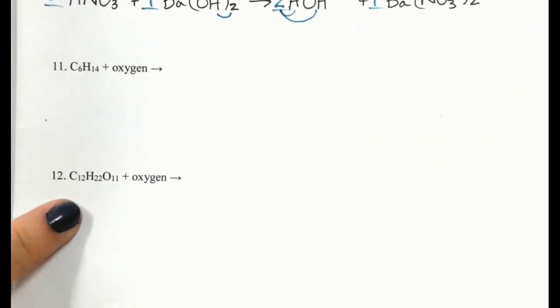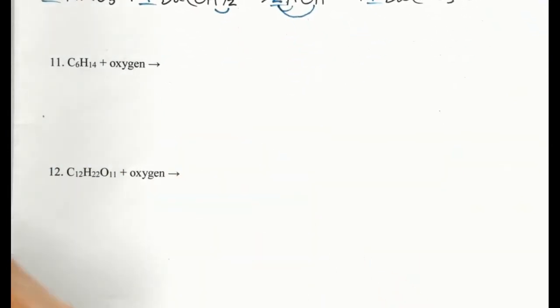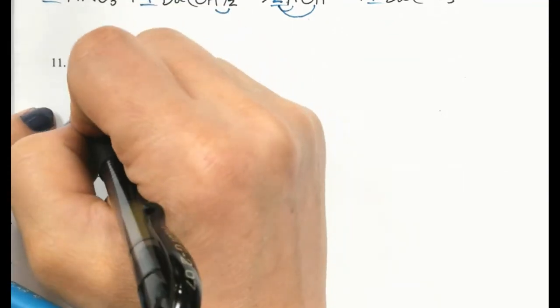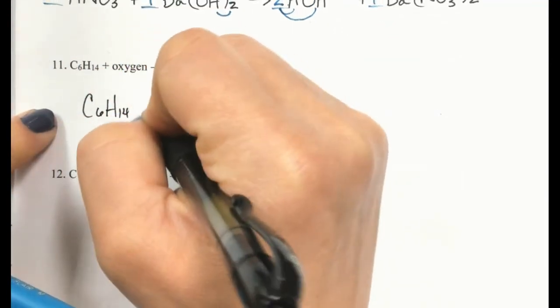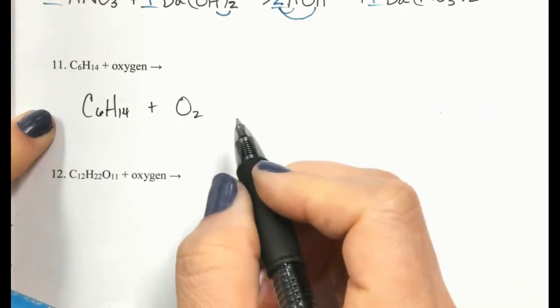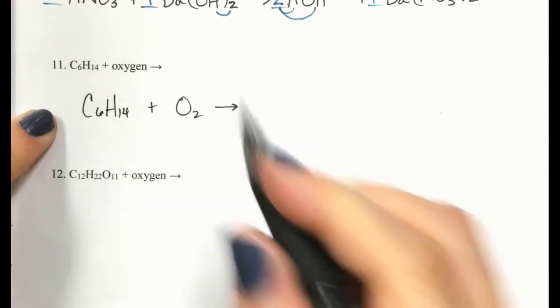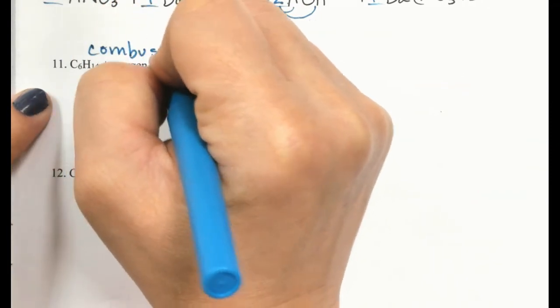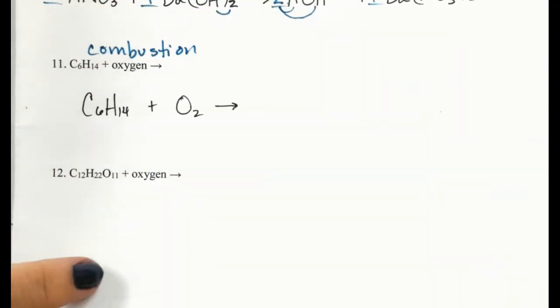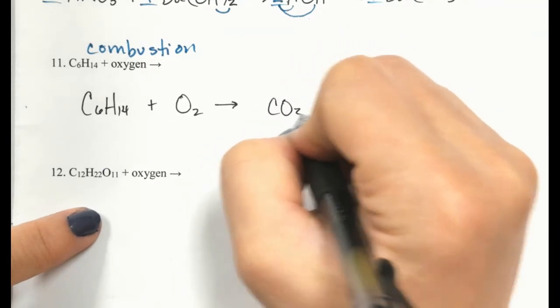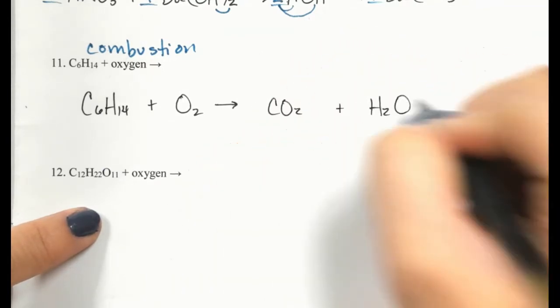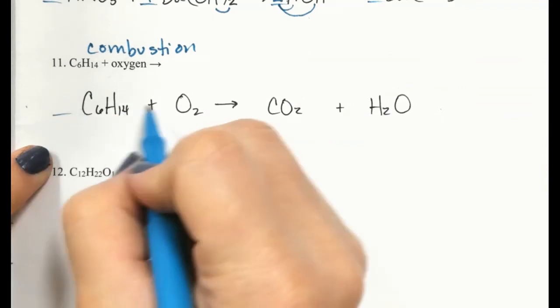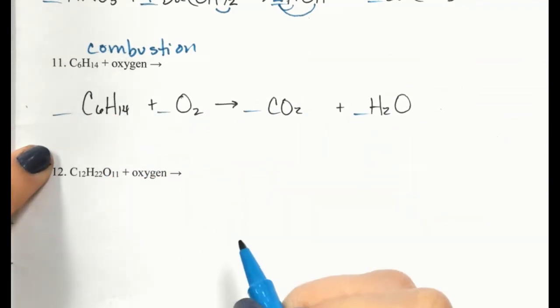Number 11 is we have C6H14 plus oxygen, which is a diatomic, so it's going to get a little 2. And this is a combustion reaction. And all combustion reactions have the exact same 2 products, CO2 and H2O. So now that I've predicted my products, I need to balance the equation.